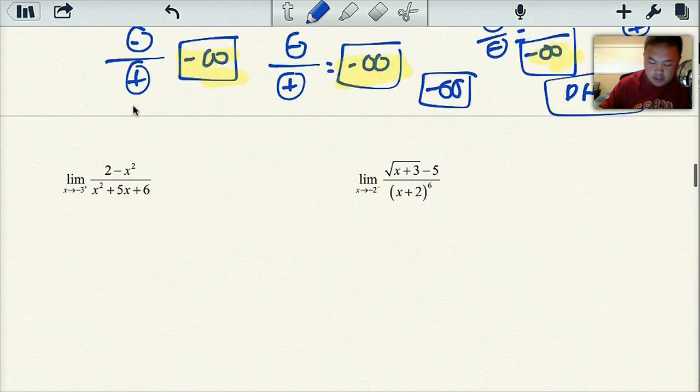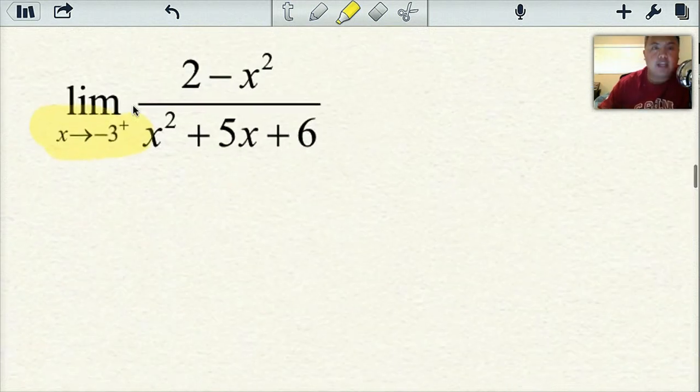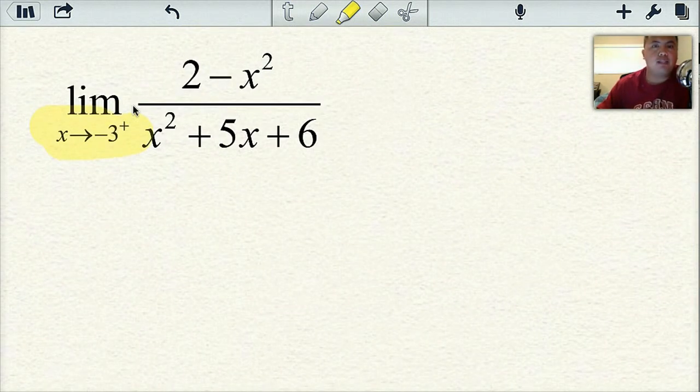If you go to the next page, let's look at this problem right here where it says x goes to negative 3 plus. When I see a problem and it only has one sign, negative 3 plus, that means I only have to check from one side. Okay? So in the past, I did column left and column right. In this particular problem, I only have to do one column. In this case, the problem is right.